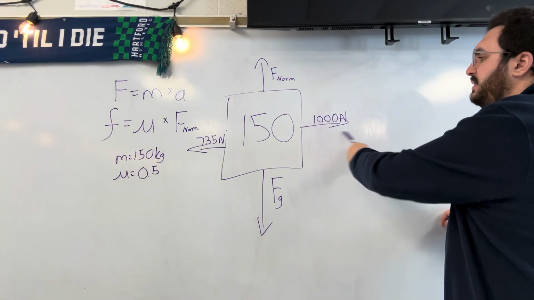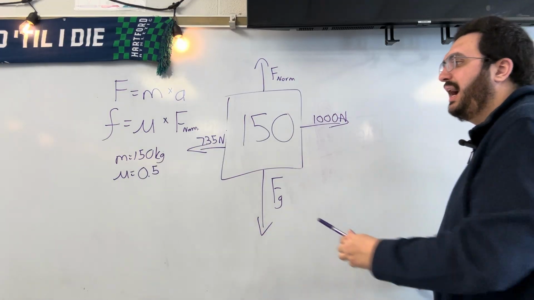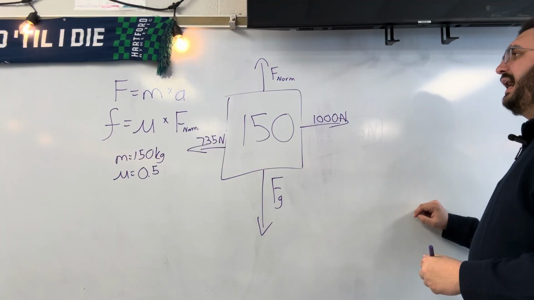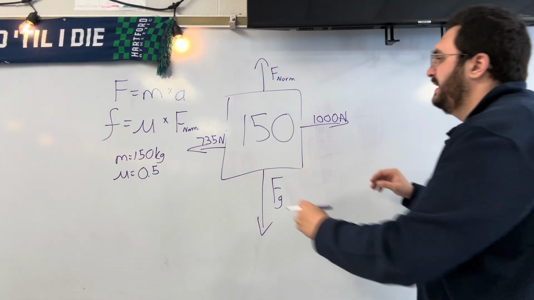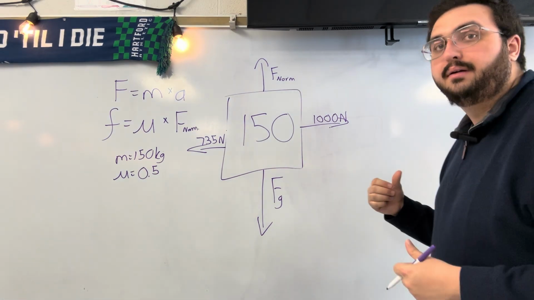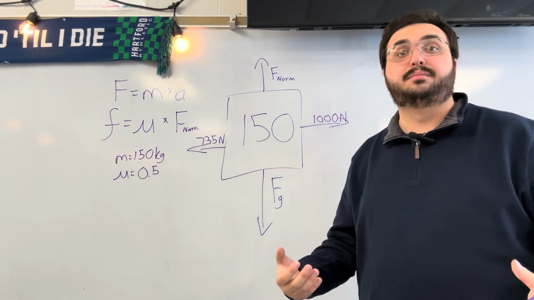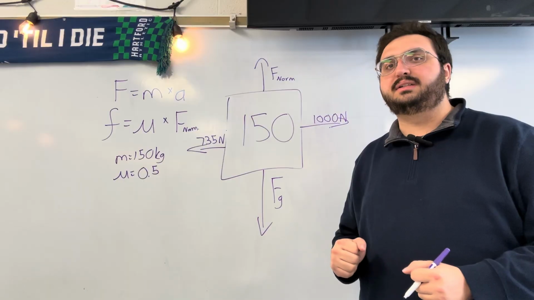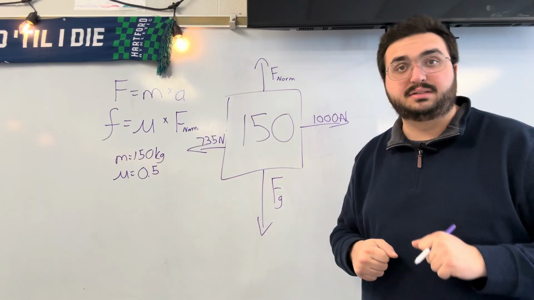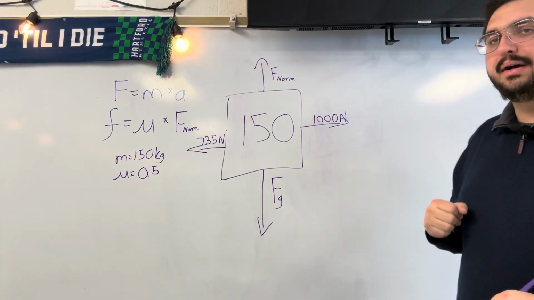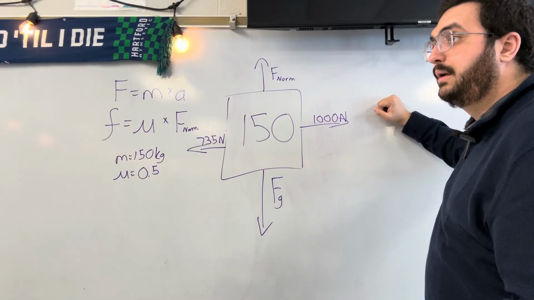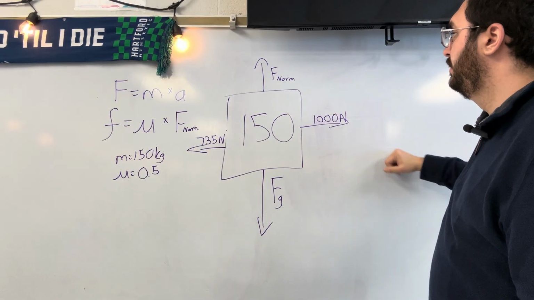Here, 1,000 newtons is not the only force acting on this. I have 735 newtons acting over here. Now, I have to think for a second, how are these two things related to each other? If they're both going in the same direction, to total them up, I would add them together. But they're not going in the same direction. In fact, they're doing the opposite of that. They're going in opposite directions. So, how do I deal with that? The answer is simple. I take the difference between the two.